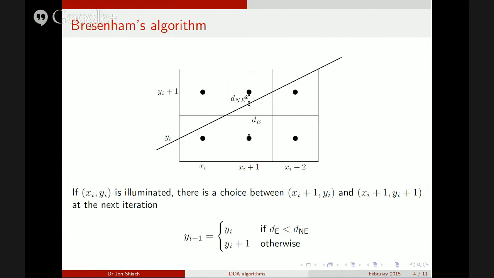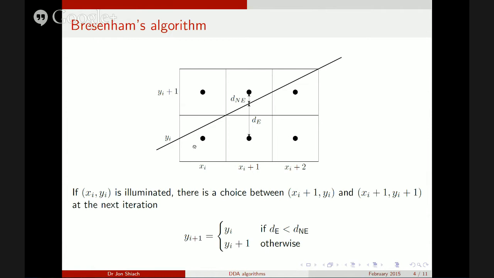So what we do is we calculate the distance between the pixel centers and the idealized line. DNE is that distance there, DE is that longer distance there. By visual inspection, you can clearly see that this is the pixel we should be illuminating because DNE is less than DE. That's how we make the choice. At the bottom there, the yi plus 1 means the pixel. yi is our current pixel. yi plus 1 is the next pixel we're going to illuminate.